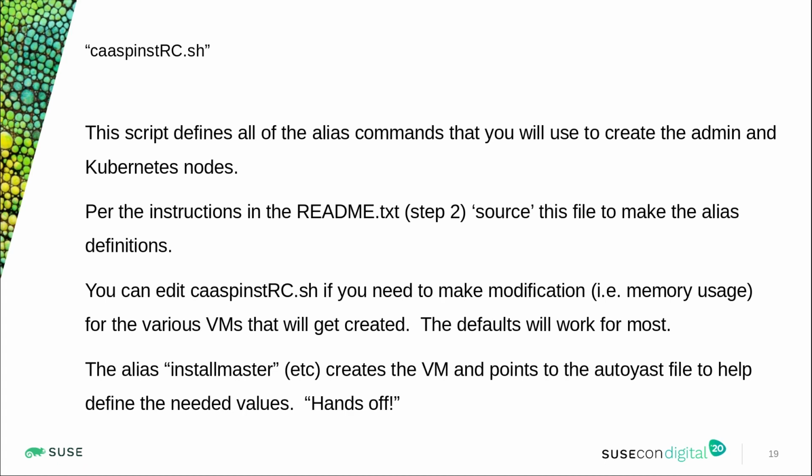If you look at the README, you'll see how you source this file, this CASP-inst-rc. You might want to make some modifications to it depending on your memory situation. You might want to make the VM smaller. The defaults will work for just about everyone.